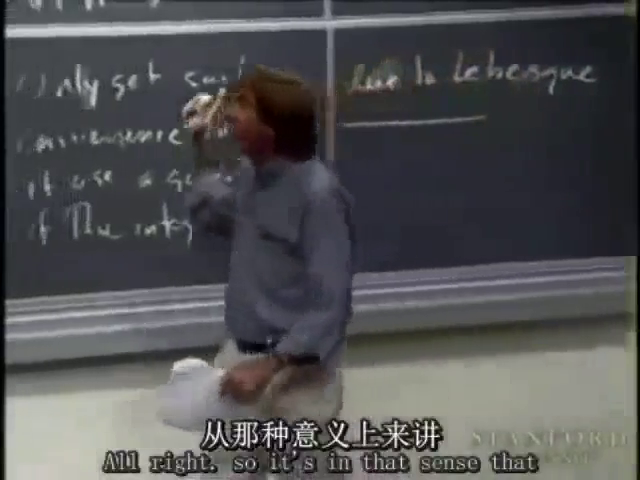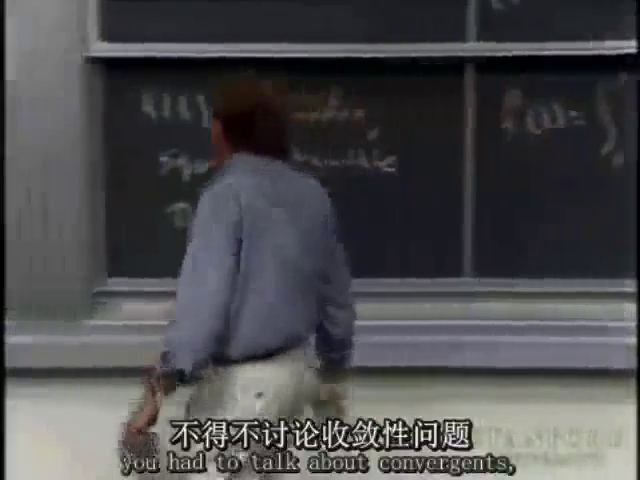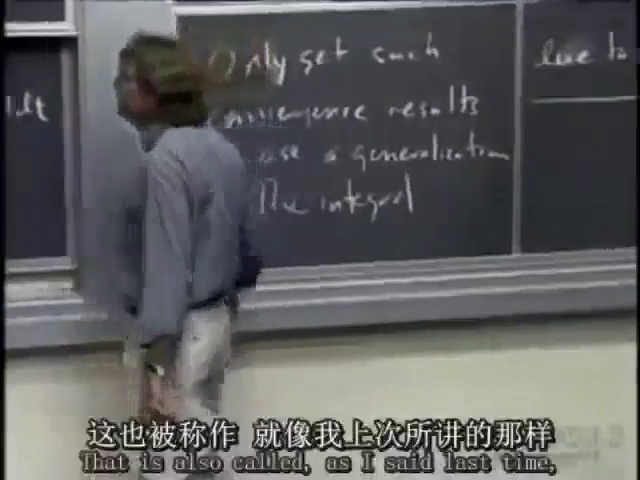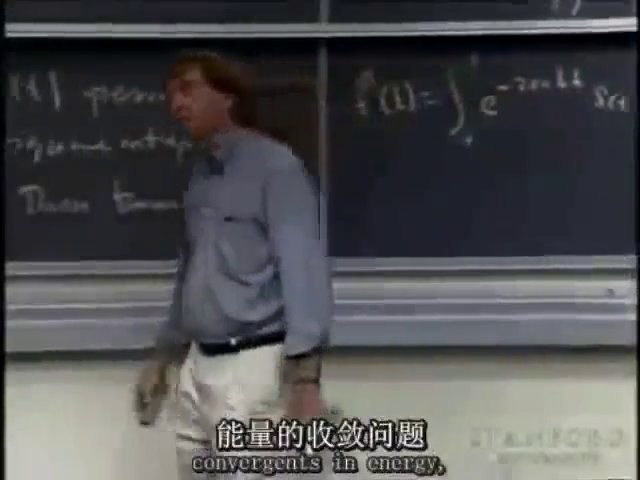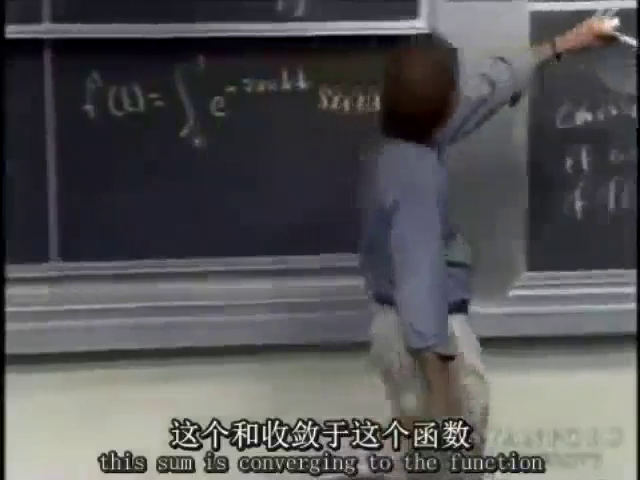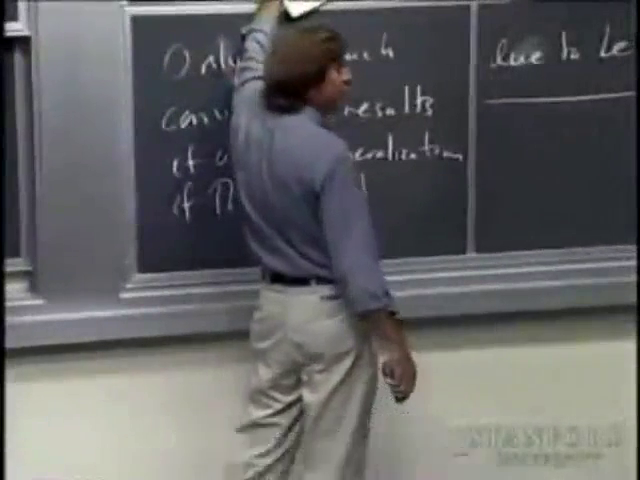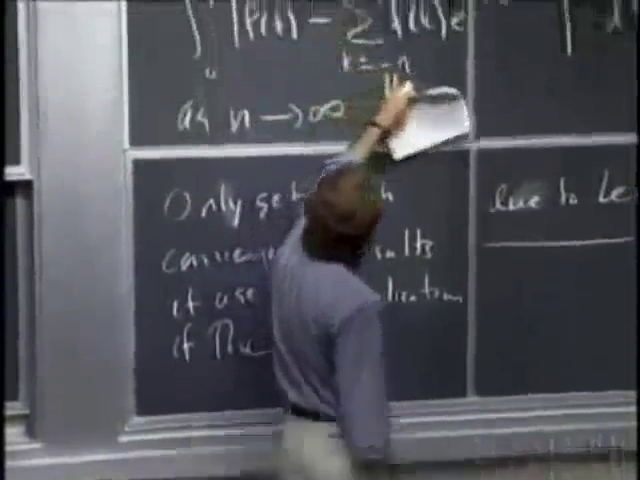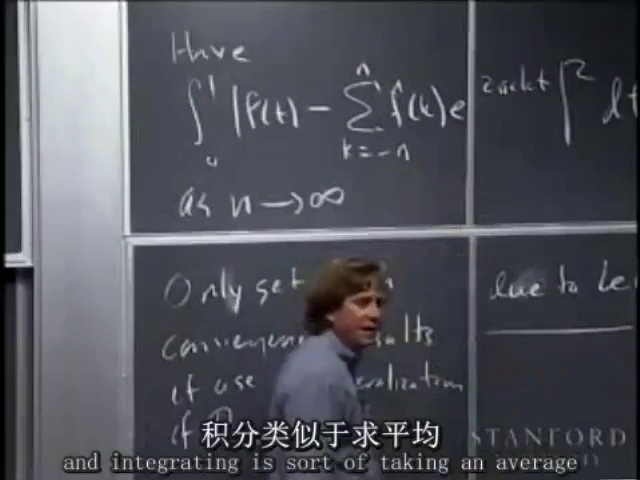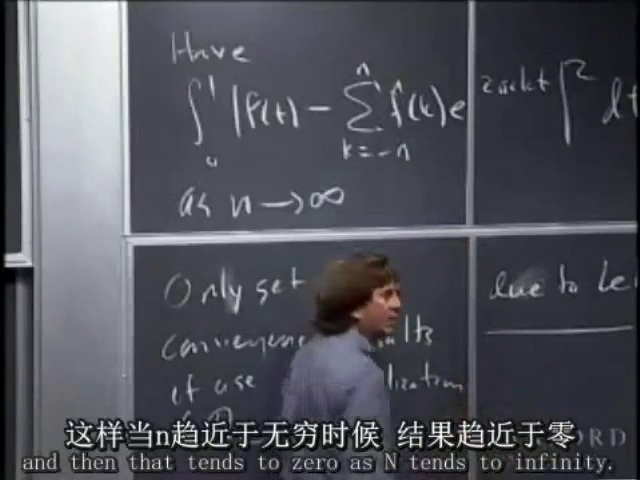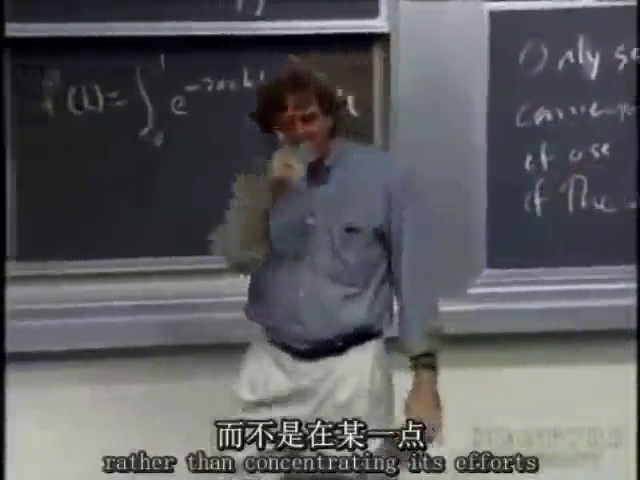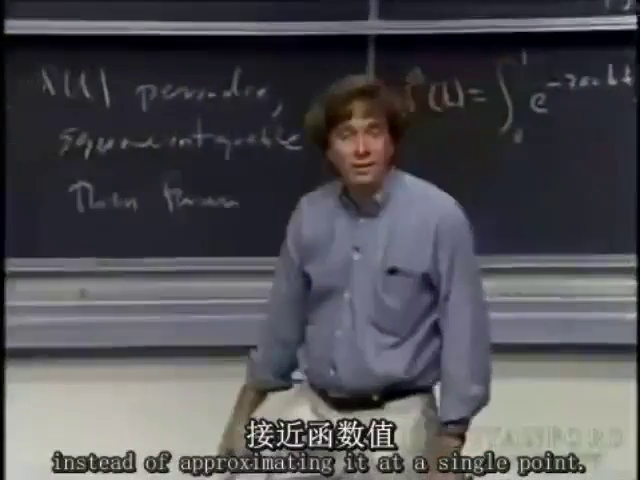So it's in that sense that you have to talk about convergence, and it's not an unreasonable condition. It's also called, as I said last time, convergence in energy, convergence in the mean, or mean square convergence. And what it means is that on average, this sum is converging to the function. On average, in the sense that if you look at the difference between the function and a finite approximation, square that, integrate it, and integrating is sort of taking an average, then that tends to 0 as n tends to infinity. It's approximating the function over the entire interval on average, rather than concentrating its efforts at approximating it at a single point.